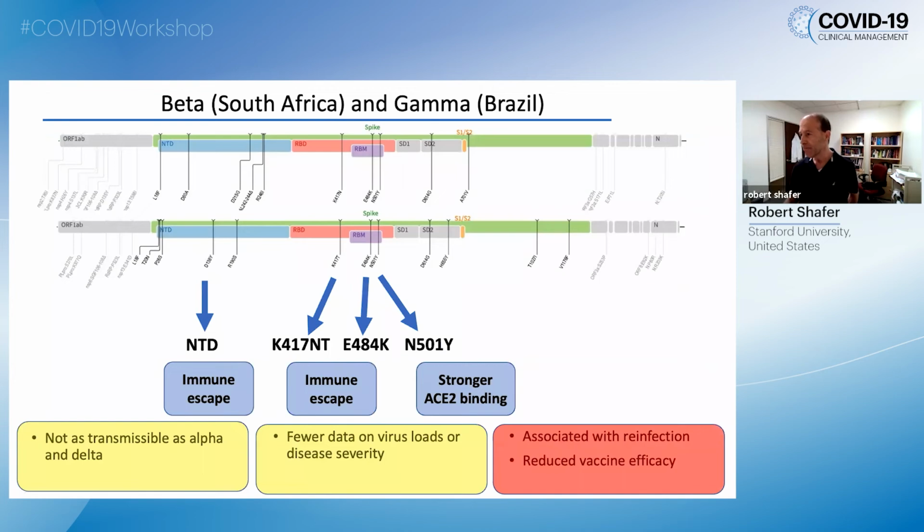The Beta and Gamma variants are not as transmissible as the Alpha and Delta variants. There are also fewer data on how these variants affect virus levels or disease severity. However, these variants contain additional immune escape mutations and have been associated with an increased risk of reinfection and vaccine failure.